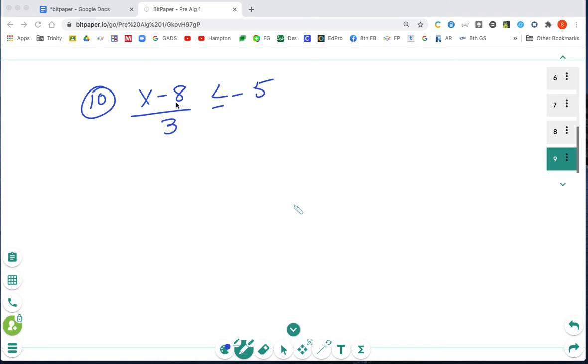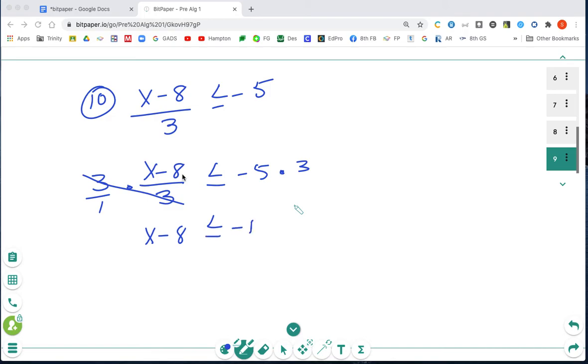Is the variable on the left? It is. Now, it is a fraction, so we have to get rid of the denominator first. So for dividing by 3, we're going to multiply by 3. So the 3's cancel out, and x minus 8 divided by 1 is just x minus 8. So the x minus 8 stays, is less than or equal to negative 15.